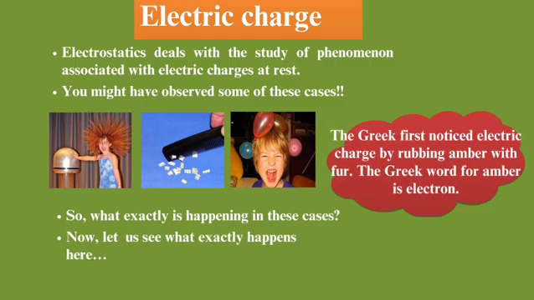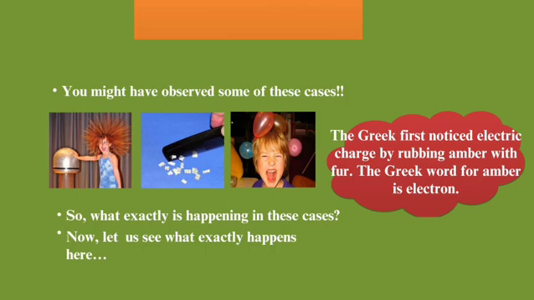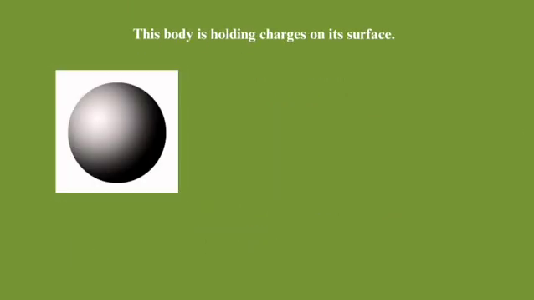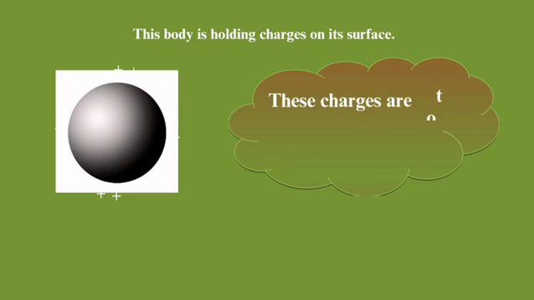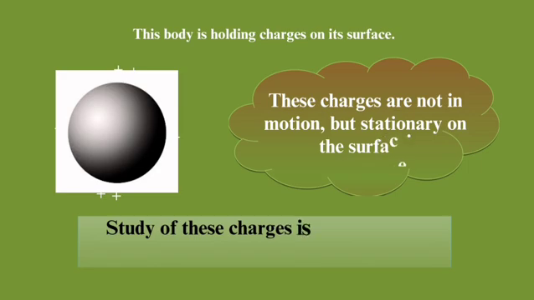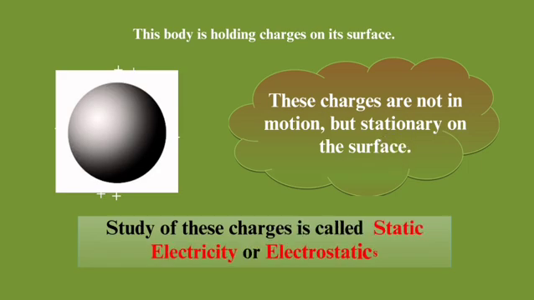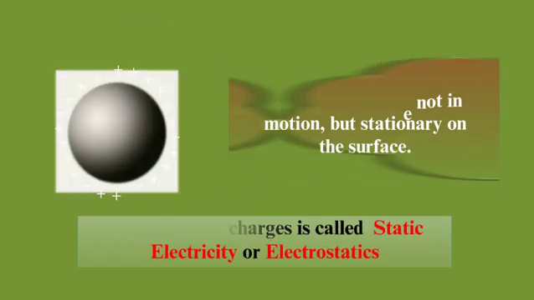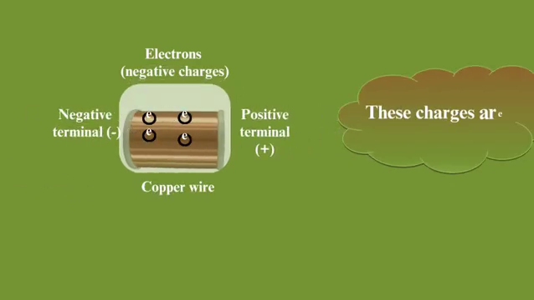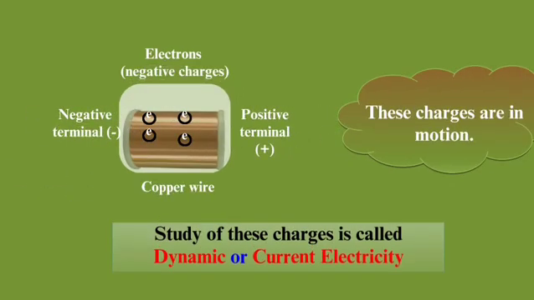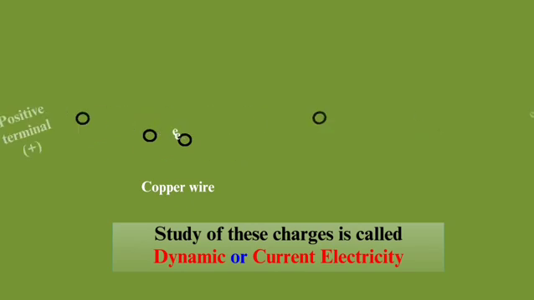The Greeks first noticed electric charge by rubbing amber with fur. The Greek word for amber is electron. This body is holding charges on its surface. These charges are not in motion, but stationary on the surface. Study of these charges is called static electricity or electrostatics. These charges are in motion. Study of these charges is called dynamic or current electricity.